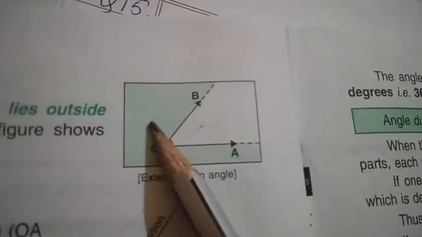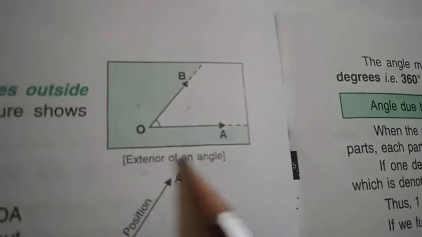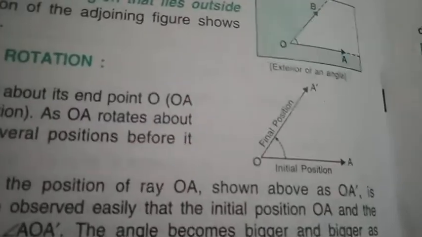Similarly, exterior of an angle. Exterior of an angle you can see here. This white part is interior now, and this shaded part which is the outside green colored part, it is the exterior of an angle. Okay, interior we have seen. Now this green part which is outside the angle is known as the exterior of an angle.